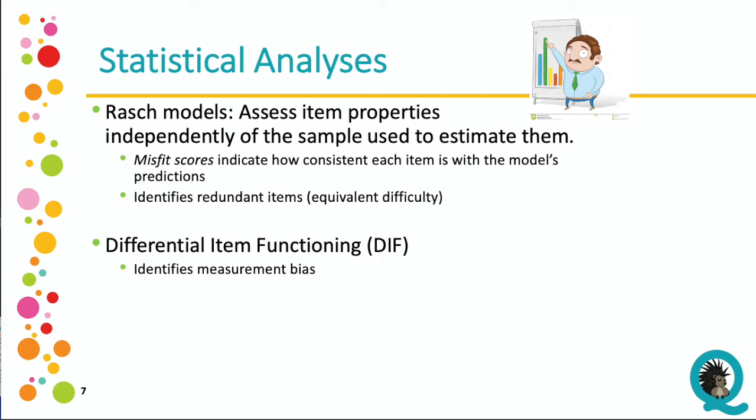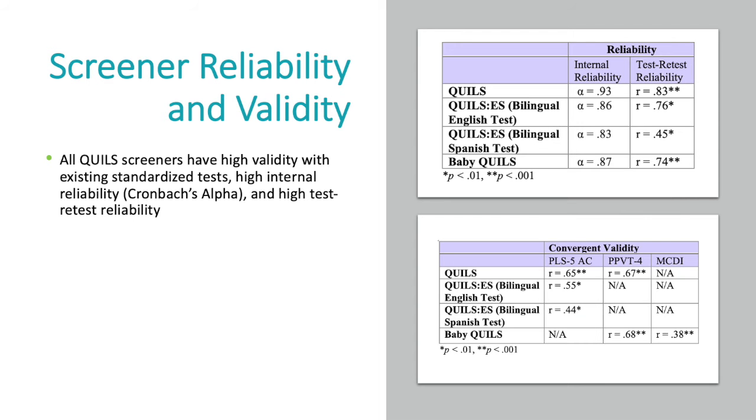for overall performance. Results showed that all QUILS screeners have high validity when compared to existing tests. They also have high internal reliability and high test-retest reliability.